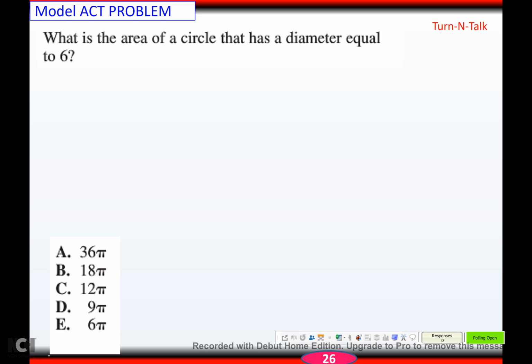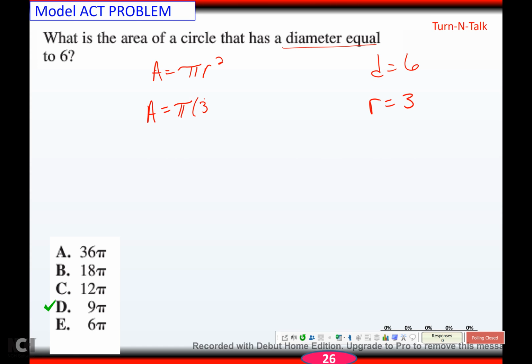So, try this one, hit pause, come back when you're ready. And hopefully you got T. It says, what is the area of a circle that has a diameter equal to 6? Well, area of a circle is pi r squared. This says it has a diameter equal to 6, which means its radius is half of that, which is 3. So plugging it in, I have area equals pi times 3 squared, which gives me an area of 9 pi.